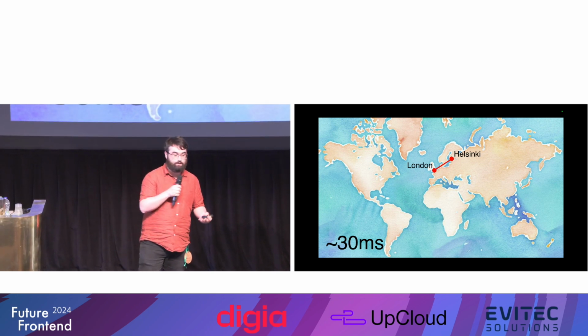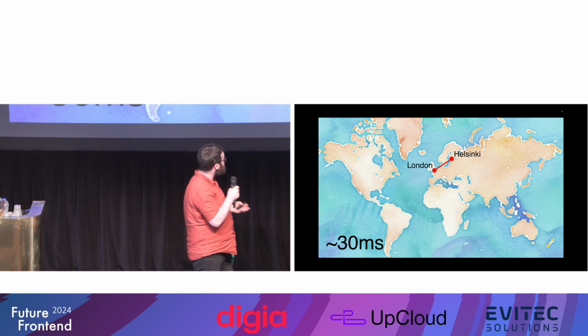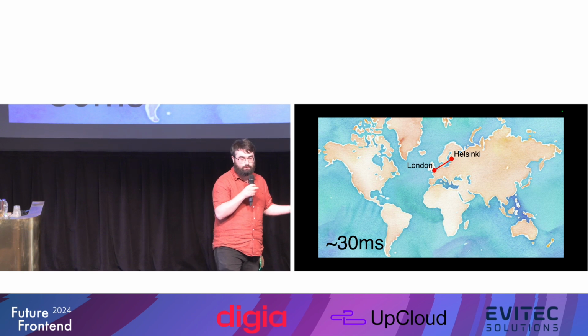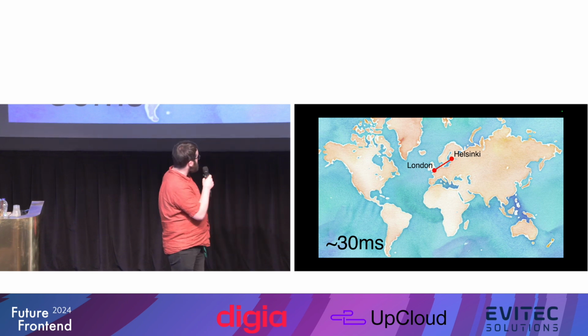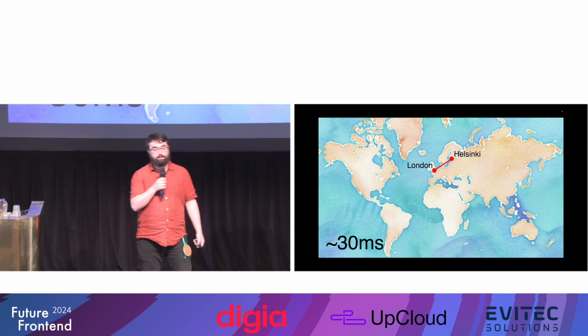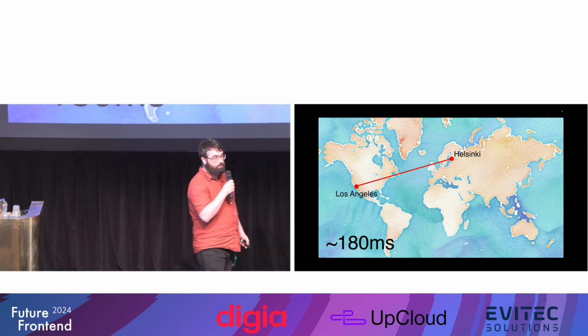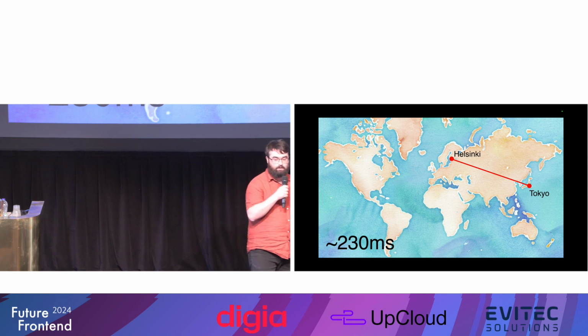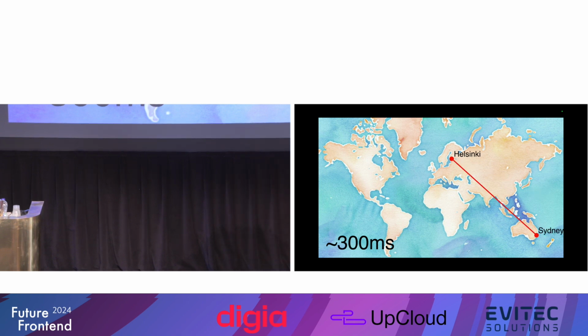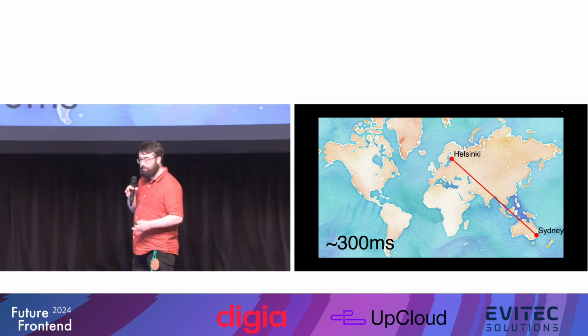So if your application is doing any rendering, any loading client side, any image waterfall loading, you've already lost 30 milliseconds. And Helsinki and London are quite close. If you look at Los Angeles, it's 180. Tokyo, it's about 230. And then by the time you get to Australia, you're looking at about half a second before you can get anything to users, not accounting for anything that your application wants to do.